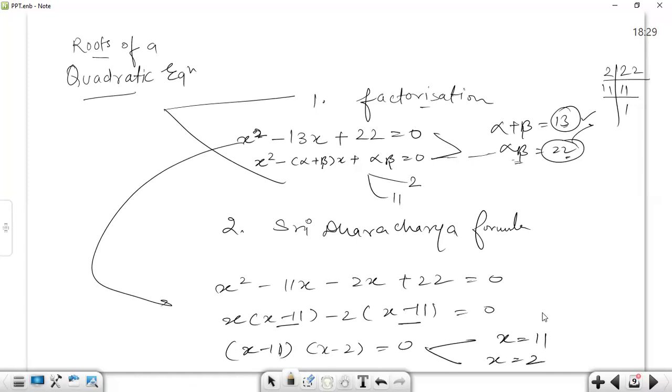Okay, understood? Understood how we find the roots of a quadratic equation? Yeah, sir. It's a simple class 9th concept.